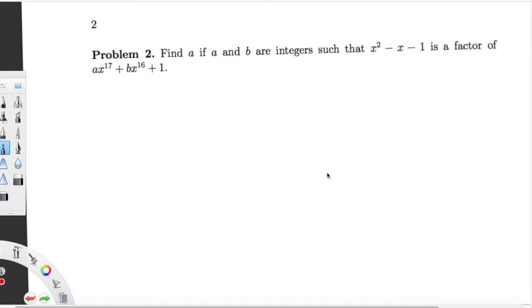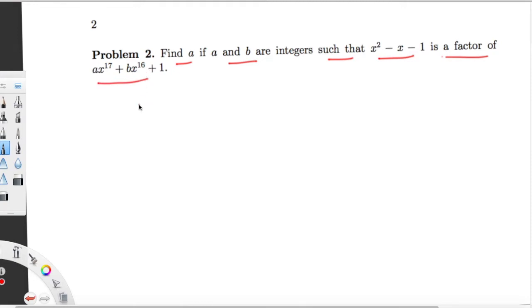Okay, so this is the problem. Find A if A and B are integers such that x squared minus x minus 1 is a factor of ax^17 plus bx^16 plus 1.